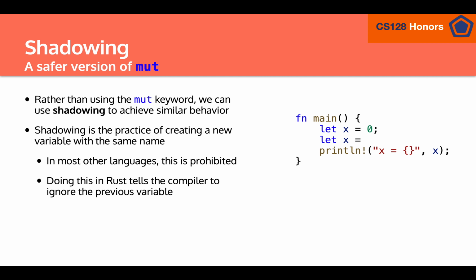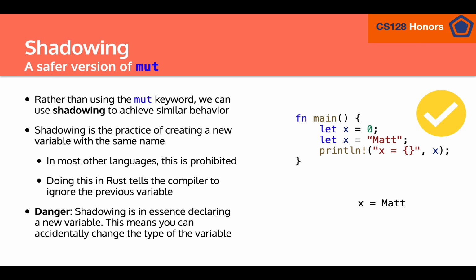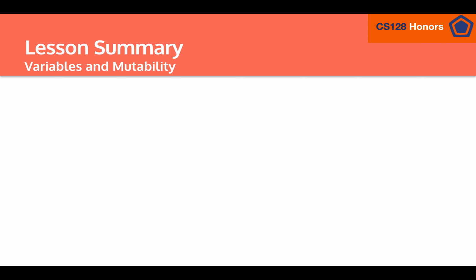Now one thing to note here is that if we put x equals "mat" as a string, which is not what we were thinking when we initially wrote this, we'll actually get x equal to mat. So be aware that shadowing is in essence declaring a new variable. It means that you can accidentally, if you're not careful, change the type of the variable to something that you don't want.